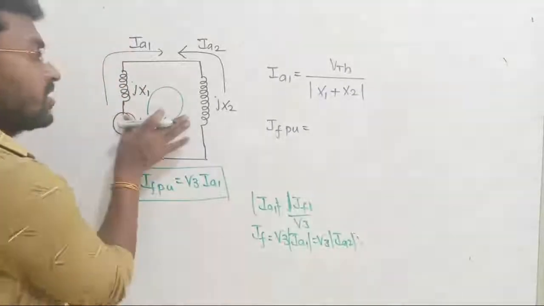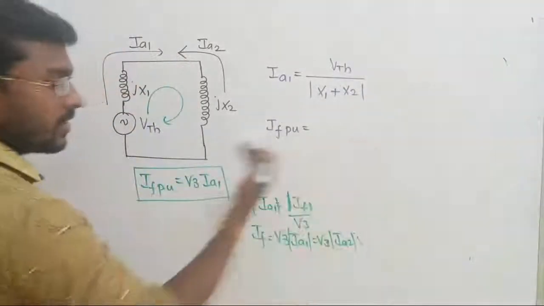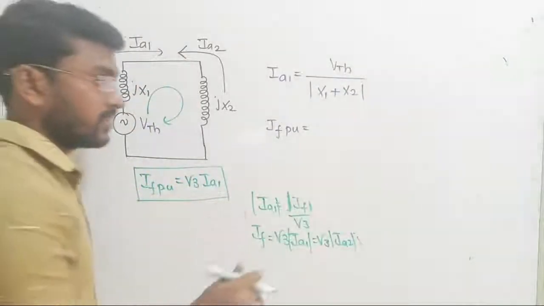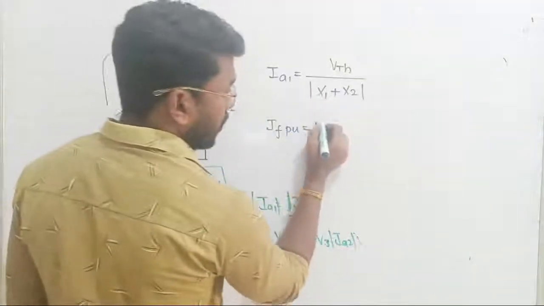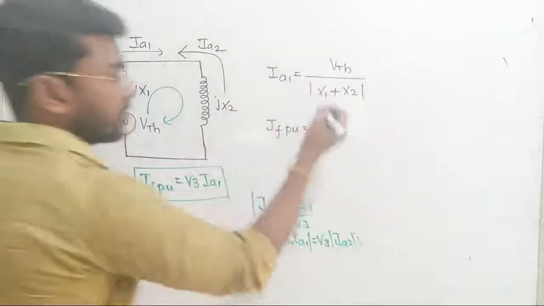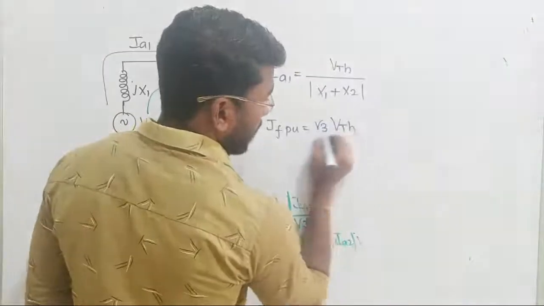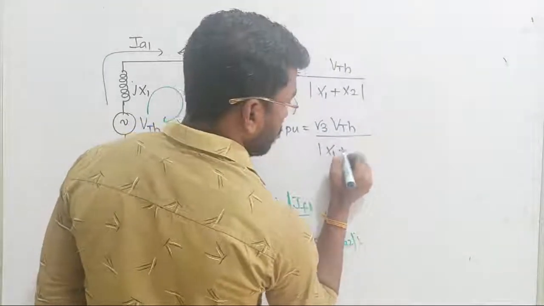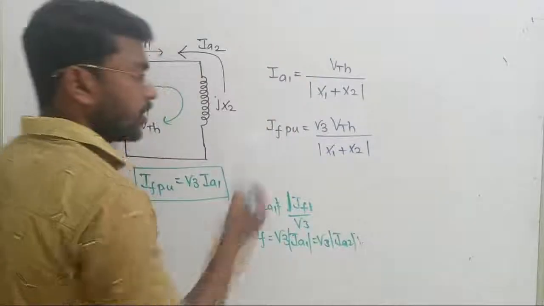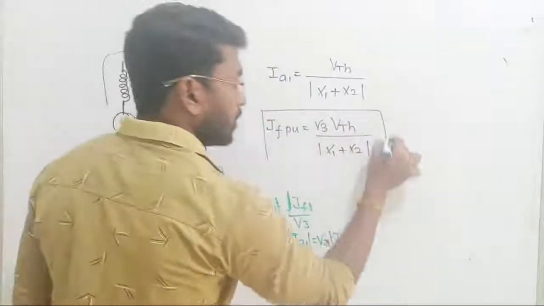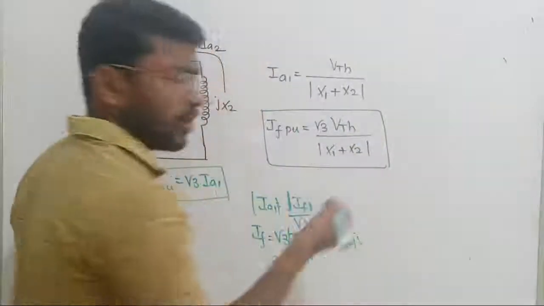So just remember this expression and that matrix, how we are bringing the relation for all people. Don't memorize, right? So fault current in per unit is going to be √3 times the positive sequence current, that is going to be Thevenin voltage VTH upon mod of x1 plus x2. That's all. That is going to be the overall fault current in per unit, right, in per unit. Now hereafter you know what to do, right?